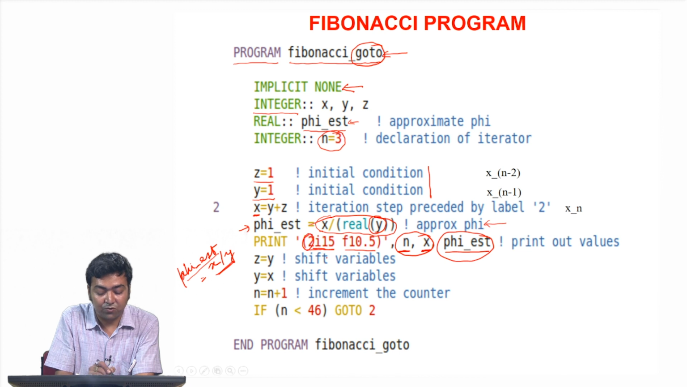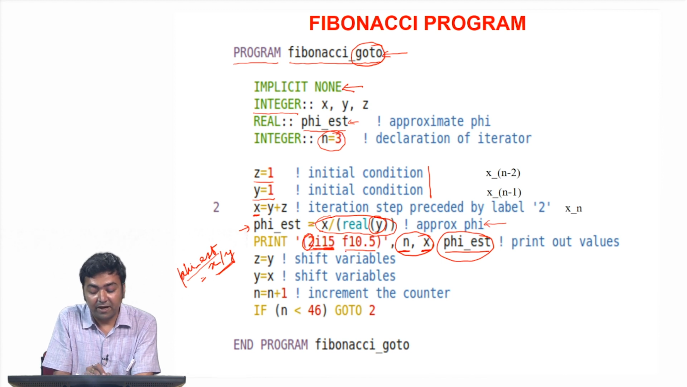So, I am using 2 here, and then I am reserving a space of 15 for each of them, and then for the estimate of phi I am reserving a space of 10, and I am writing 5 places after the decimal.